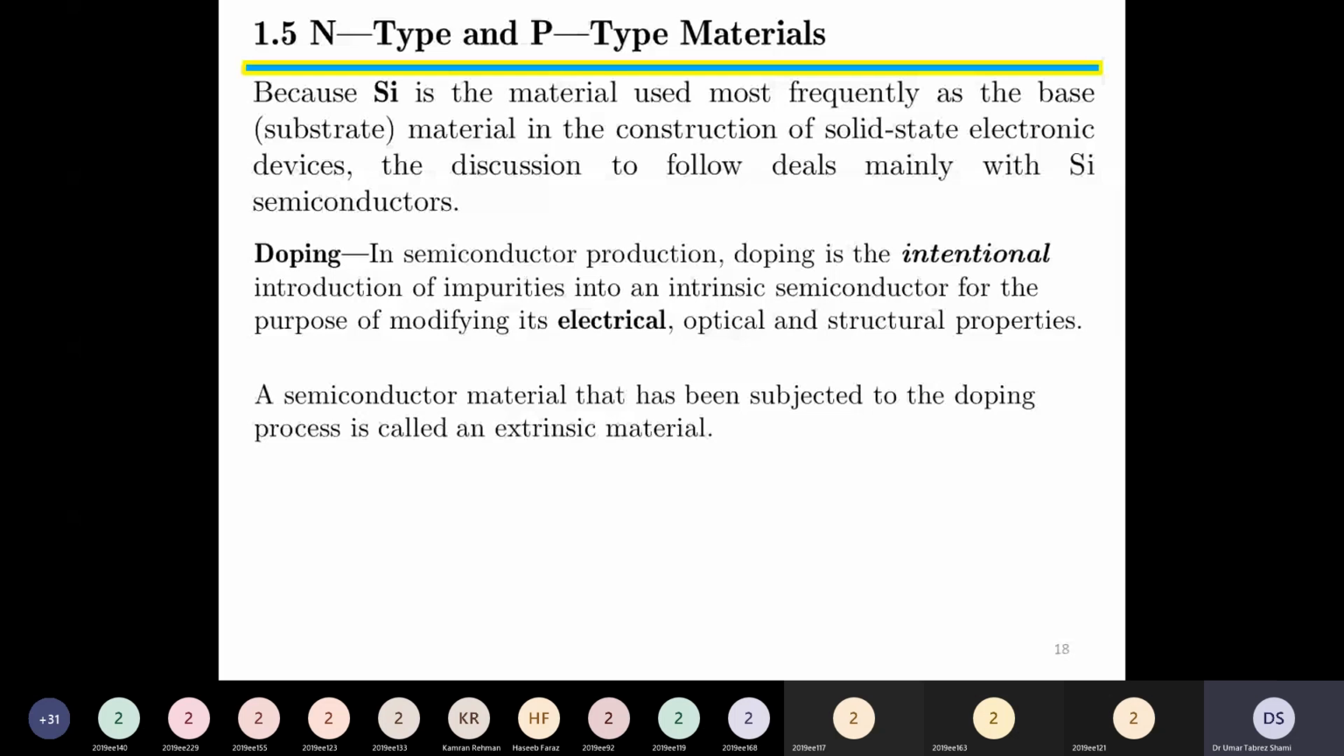Okay? So a semiconductor material that has been subjected to doping is called extrinsic material. So when the pure semiconductor is added with impurities, it does not remain pure any longer, and it is called, as we all know, an extrinsic material. So the N-type and the P-type will be extrinsic materials, whereas the base on which doping is done is intrinsic.